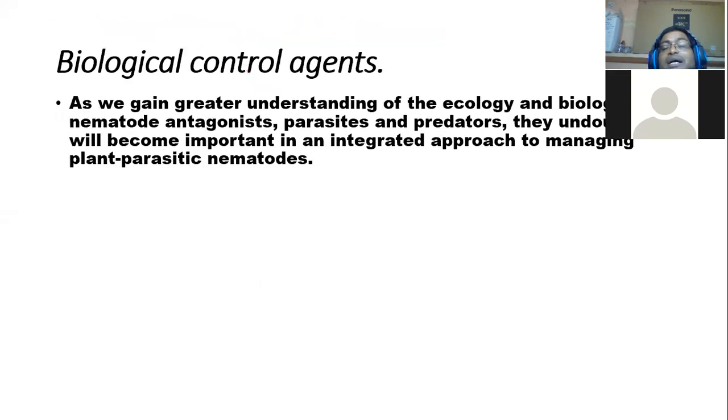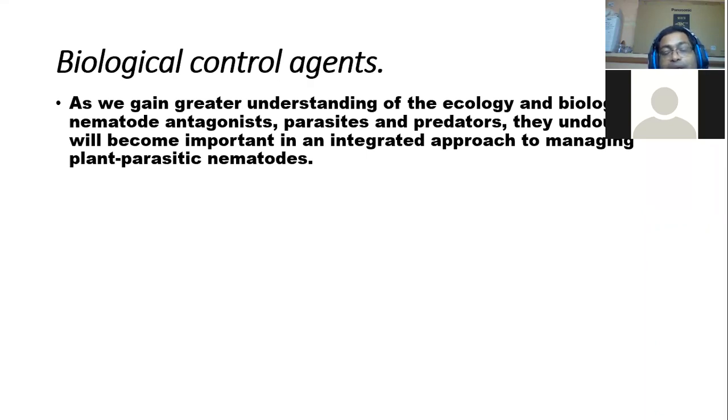And the next one is biological control. These are the cultural aspects. We have discussed exclusion. We have discussed how you can minimize the initial nematode incidence by using the cultural aspects. The third one is the biological component. So you can also use the biological component.